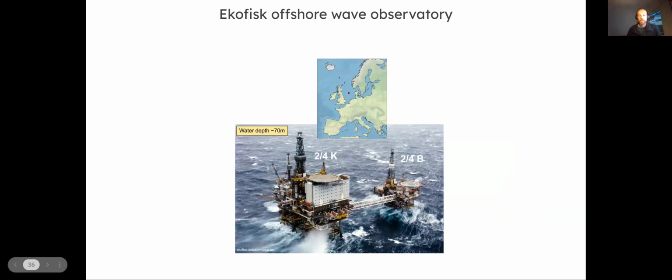Yeah, so now I'll go on to showing some results from our datasets. And this here is basically our open air wave observatory. It's called Ekofisk, and it's technically an oil platform that's located in the central North Sea, as you can see in the little map there. The platform is operated by ConocoPhillips, and we've had a really good relationship with them for decades now regarding testing new wave measurement devices on their platform.